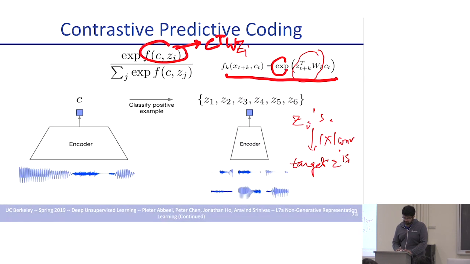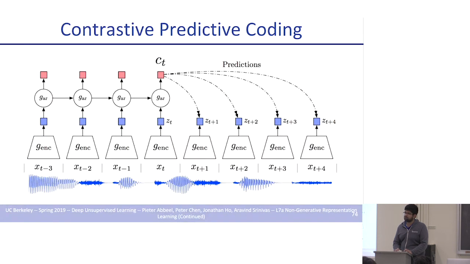Cool. So this encoder for C is actually some autoregressive model, and you can pick your favorite autoregressive model. Like this is an RNN in this diagram, but it could be a temporal convolution, masked convolution, or a masked transformer, anything. Just throw any large model and it'll work. So you basically get an encoding of the history so far.